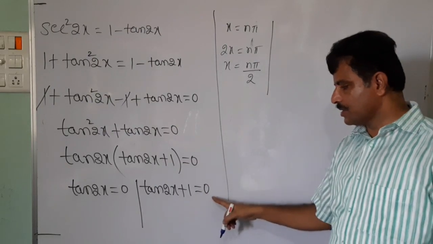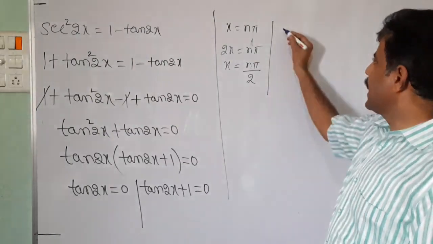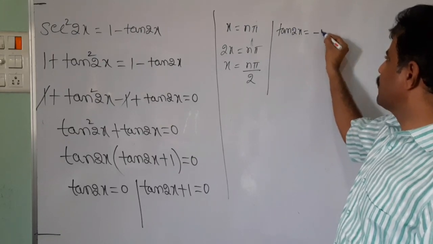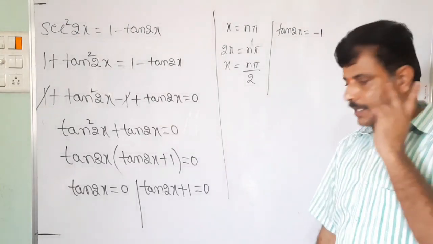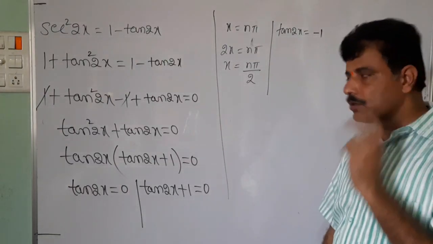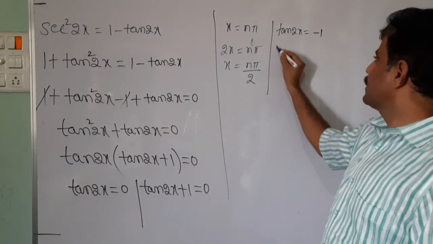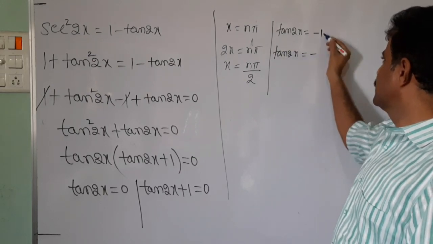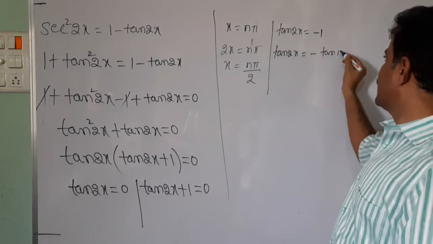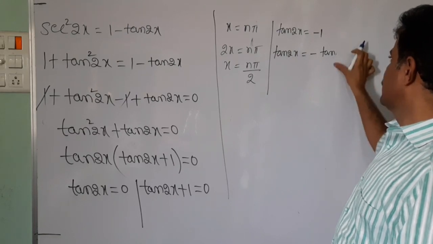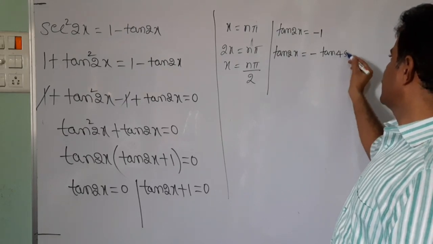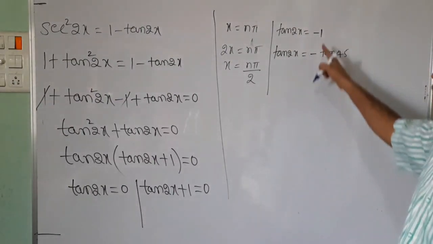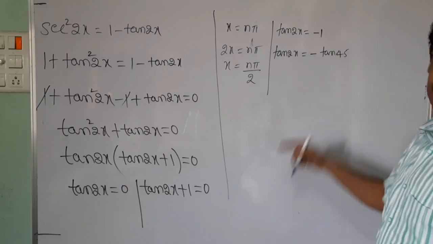Tan 2x plus 1 is equal to 0. Tan 2x is equal to how much? Plus 1 on the other side becomes minus 1. Tan 2x is equal to minus 1. So tan 2x is equal to minus 1 can be written as tan pi by 4, or directly write tan 45 degree. Minus 1 can be written as tan 45.